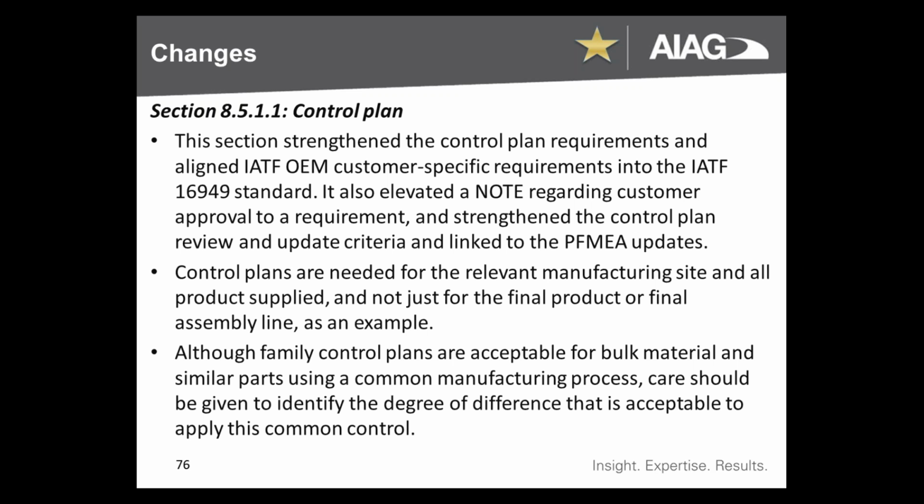The control plan and PFMEA are living documents, and when one changes, the other should change. Control plans are needed for the relevant manufacturing site and all products supplied, not just for the final product or final assembly line. Family control plans are acceptable for bulk material or similar parts using a common manufacturing process, but exercise some care with this.